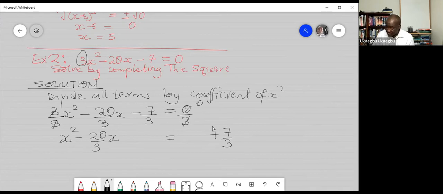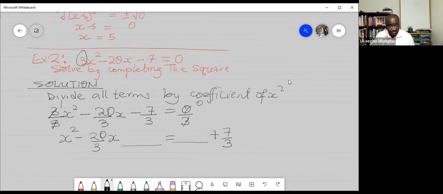Notice that I'm leaving a space here. I'm also leaving a space here. I left that space on purpose because that's where I am going to add the squared result. That's where I'm going to add it. That's why I leave the space.